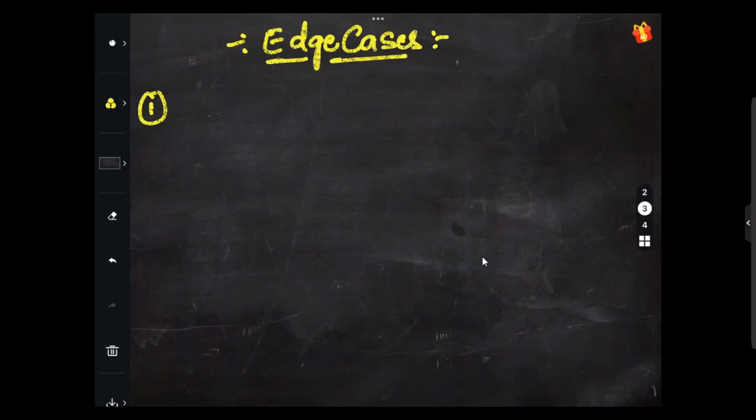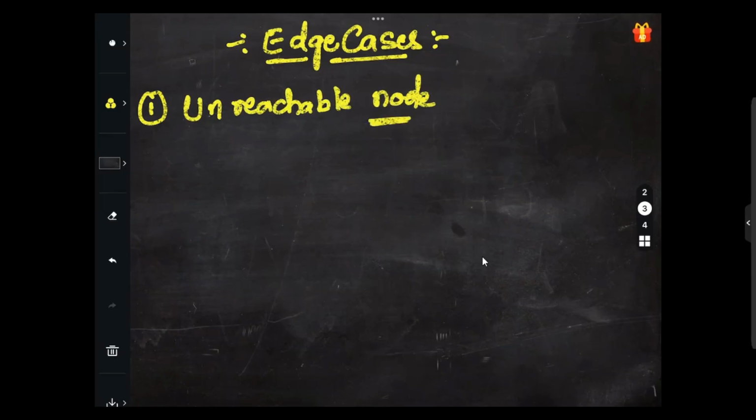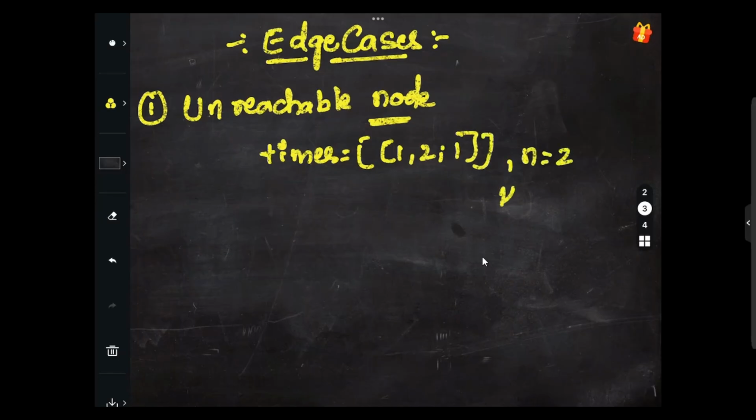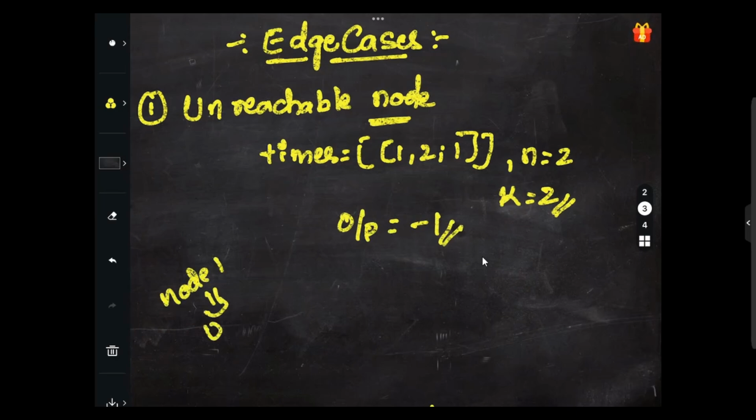So the first edge case that we'll be discussing here is the unreachable node. This is for the condition unreachable node. Input: let me consider times equals [[1,1]]. Here n I'll give 2 and k also 2. So the output will be -1 in this case, because node 1 is unreachable from 2.